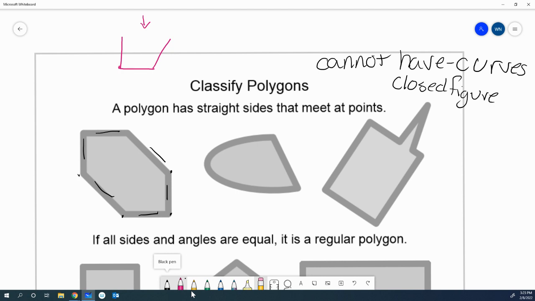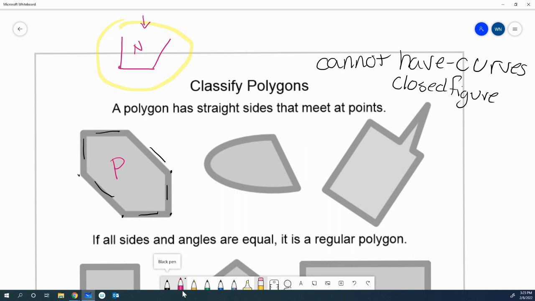All of its sides must meet at points. So this one would be a polygon. Let's put our little P in there. Draw yourself over to the side an open figure like we have up top here, and make sure you have that is not a polygon. Not a polygon.